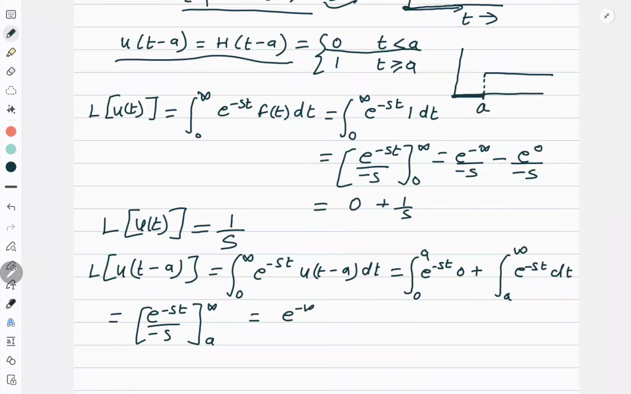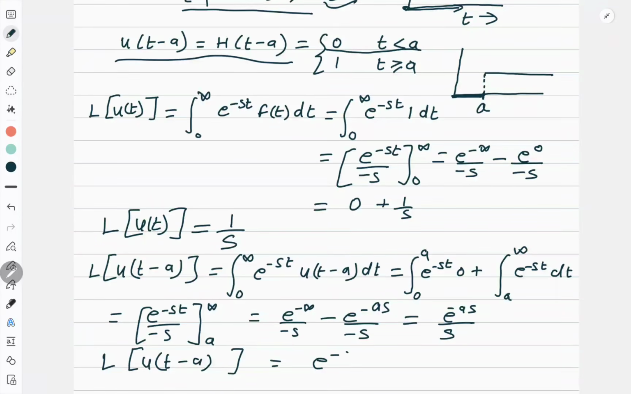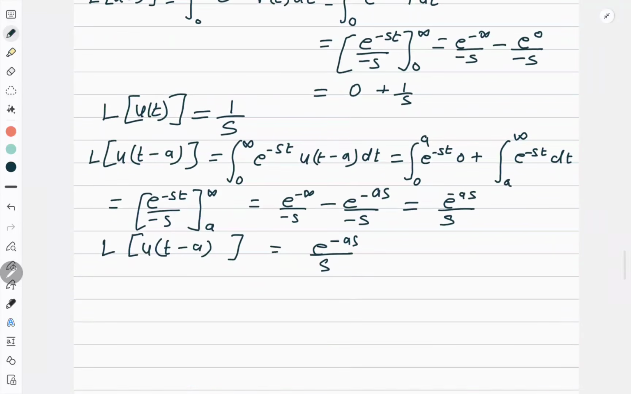Apply the limit: e to the power minus infinity is 0, so that is gone. So I am left with e to the power minus as upon s. So I can say Laplace transform of u(t minus a) is equal to e to the power minus as upon s. So this will be my value for Laplace transform of u(t minus a).